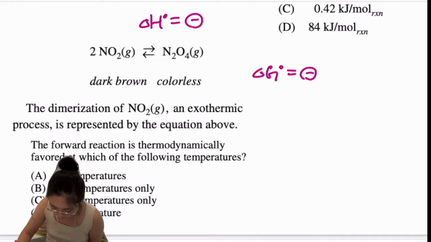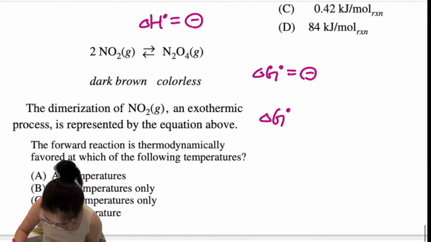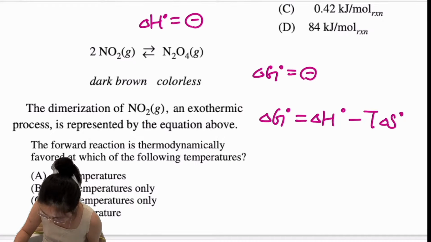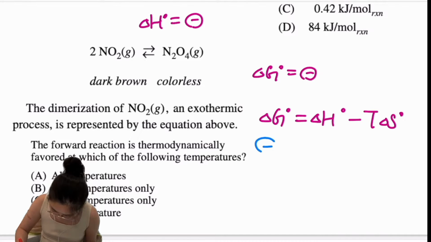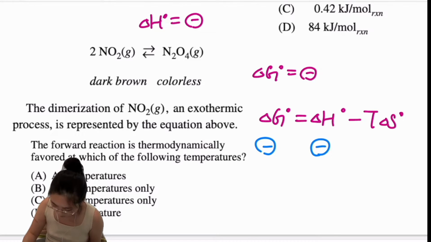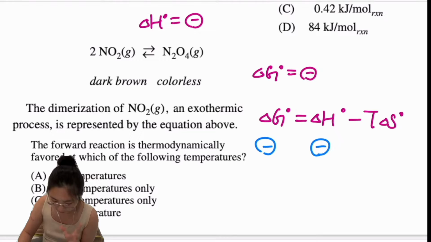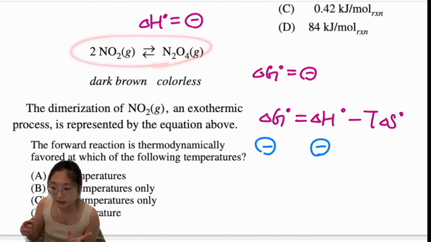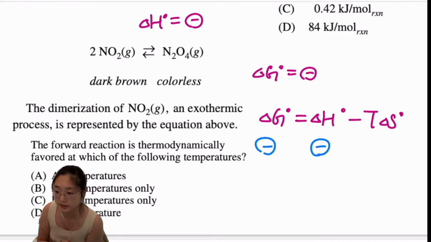Okay, at which of the following temperatures? So delta G is equal to, again, delta H minus temperature times delta S. So assuming that both delta G and delta H are negative, then the temperature, okay, first off, for this reaction, I need to identify if delta S is positive or negative.